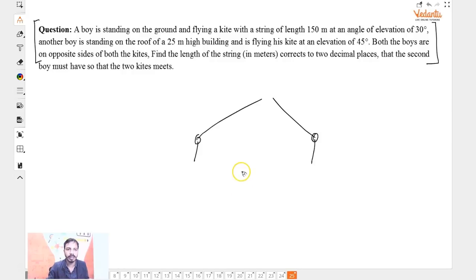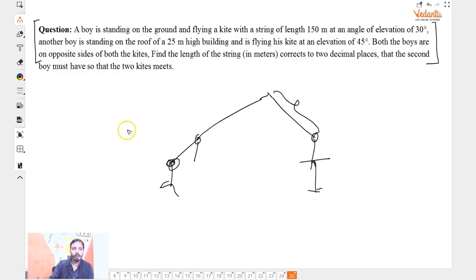So diagram will be something like this, and this is at some height. This guy is on the ground. So suppose this guy is here and this guy is at some height. Now you have to draw it. They are saying that these two kites meet at this point. So you need to find out the length of the string of this second kite. So hope you got the question.